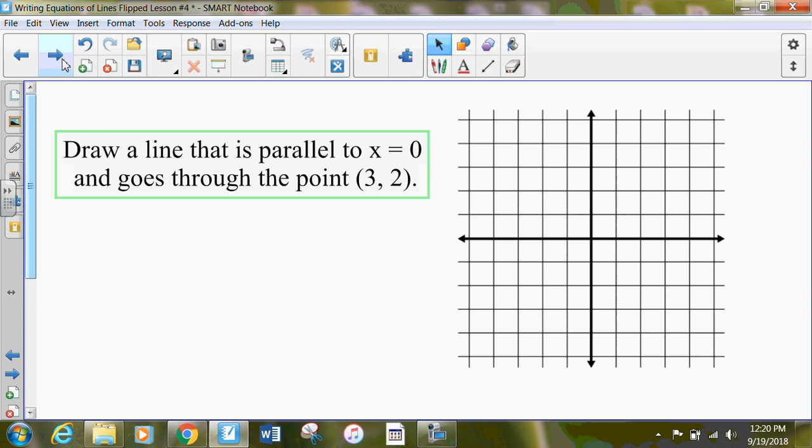Now we want to draw a line. So now we're back to graphing. Draw a line that's parallel to x equals 0 and also goes to the point 3, 2. So we're going to do two things. The first step is we're going to sketch the line.